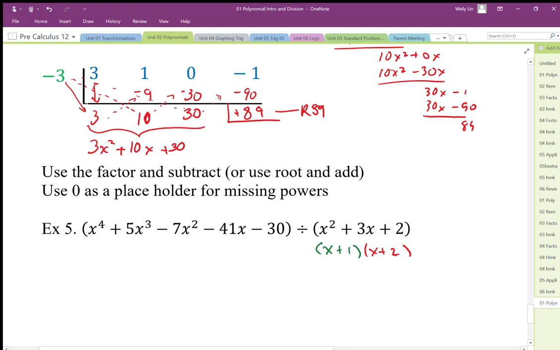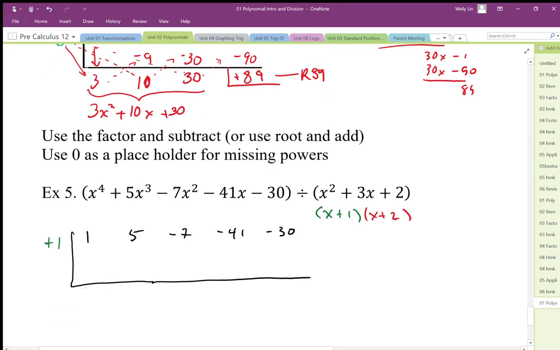So what I'm going to do here is I'm going to divide by x plus 1 first. So I'm going to have plus 1. Then I'm going to set up my synthetic division. The coefficients are going to be 1, 5, negative 7, negative 41, negative 30. So I'm going to just divide by one factor first. So I can get 1 times 1 is 1, so 5 minus 1 is 4. 1 times 4 gives me 4 here. Subtract, I get negative 11.